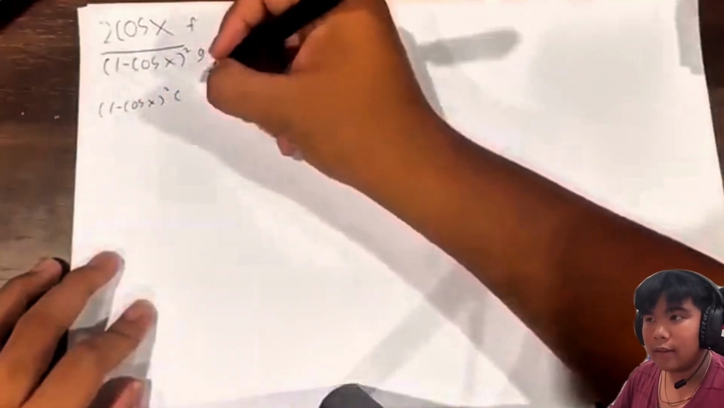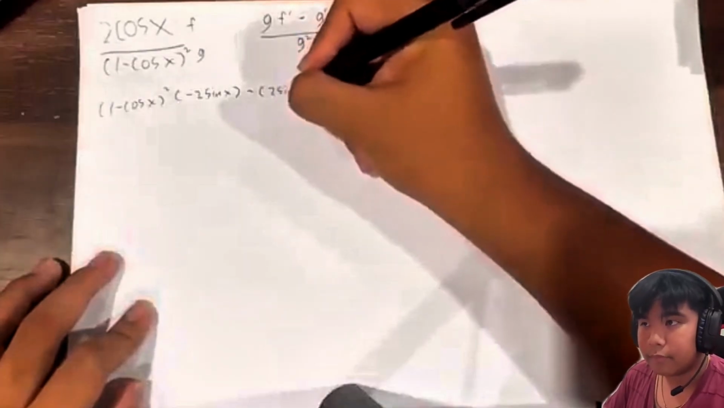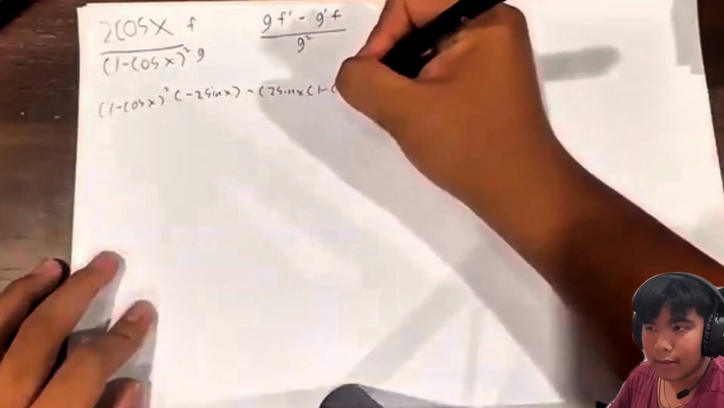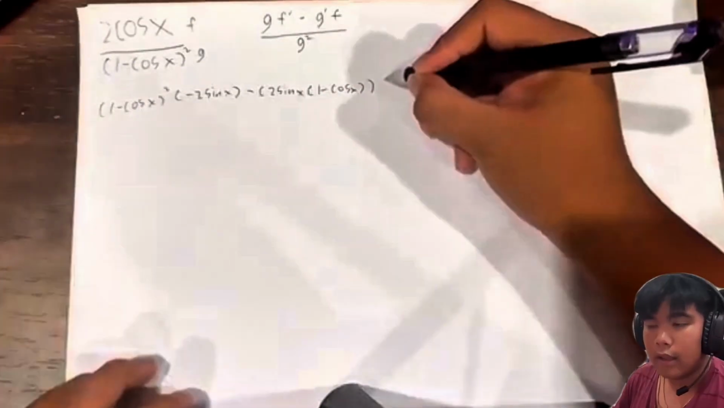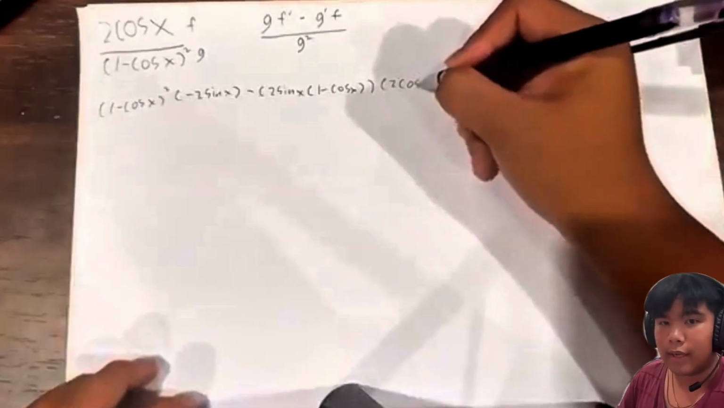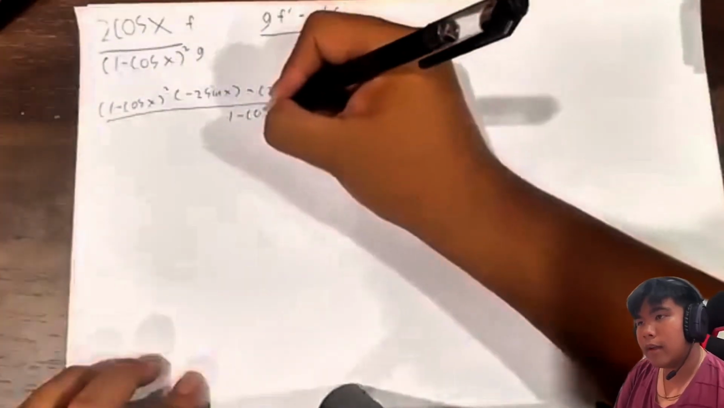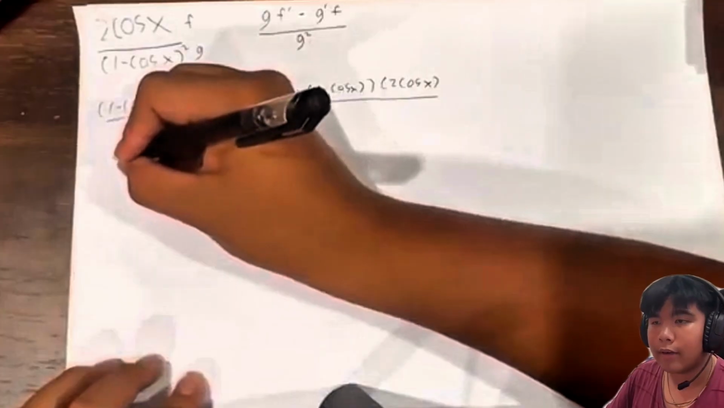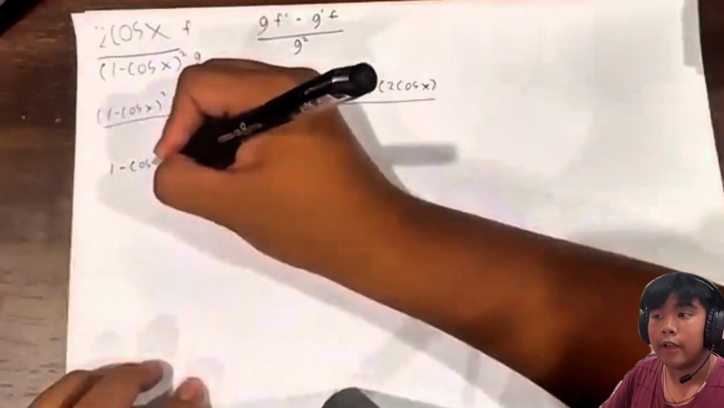1 minus cosine x squared times the derivative of 2 cosine x, which is negative 2 sine x, minus the derivative of 1 minus cosine x squared, which is 2 sine x times 1 minus cosine x, and then we'll just copy the numerator, which is 2 cosine x. We're going to put that all over 1 minus cosine x to the power of 4. The reason why it's 4 is because there's already a squared in the formula, and there's also already a squared in the given function. Multiply those together and we'll get 4.